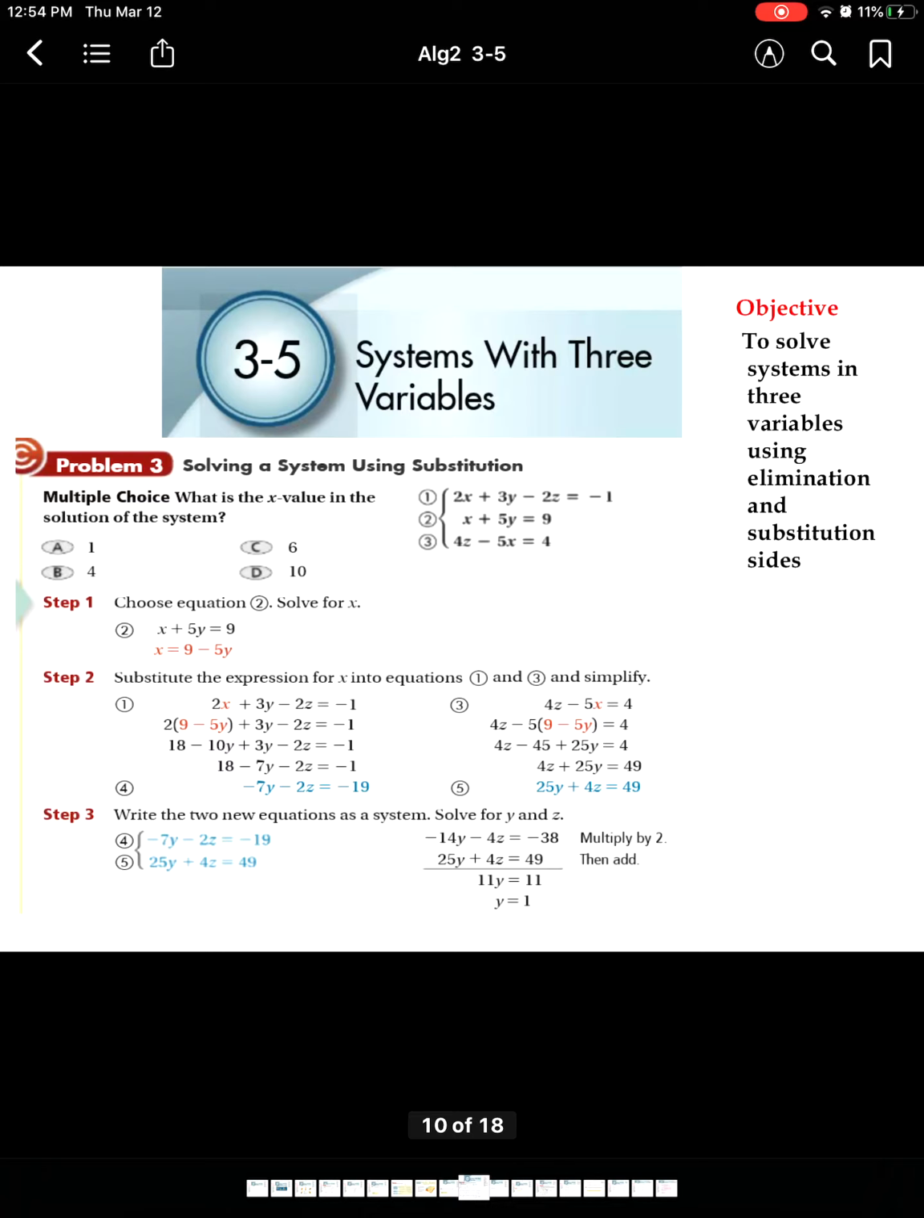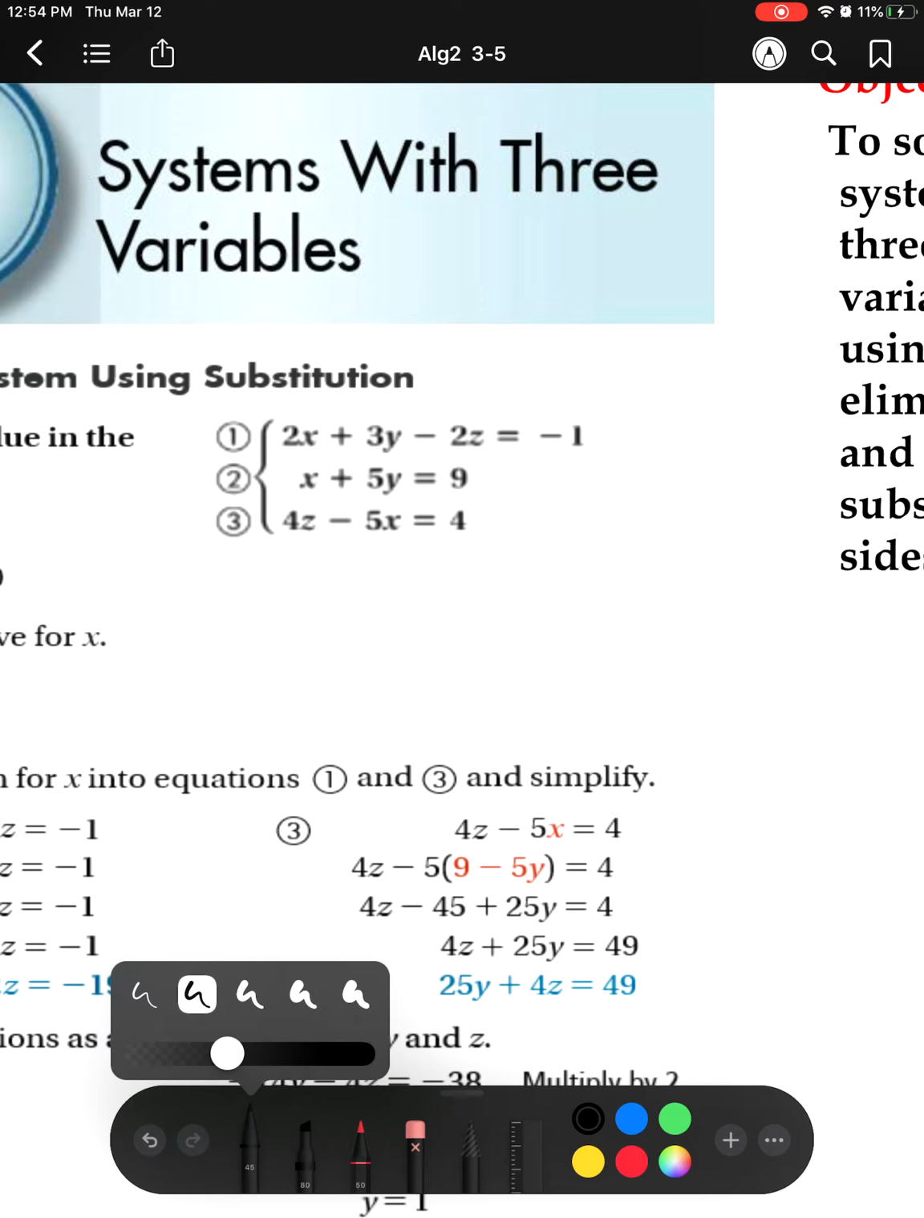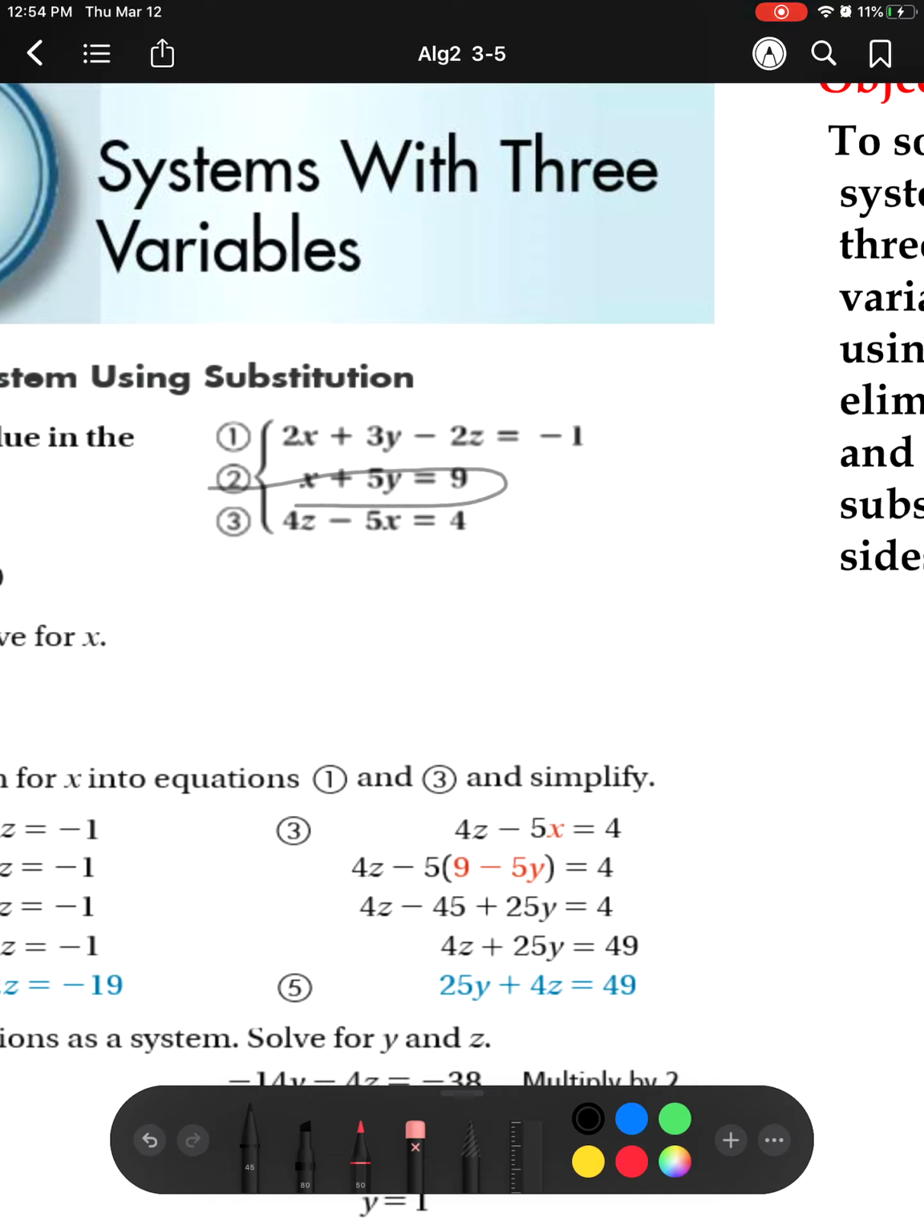Now we will talk about solving by substitution. Substitution means I look at my equations here. My 3 equations are 2x plus 3y minus 2z equals negative 1, x plus 5y equals 9, 4z minus 5x equals 4. I look at one of my equations, I find equation number 2. In this equation, it's easy for me to move the y to the other side to find that the value of x equals 9 minus 5y.